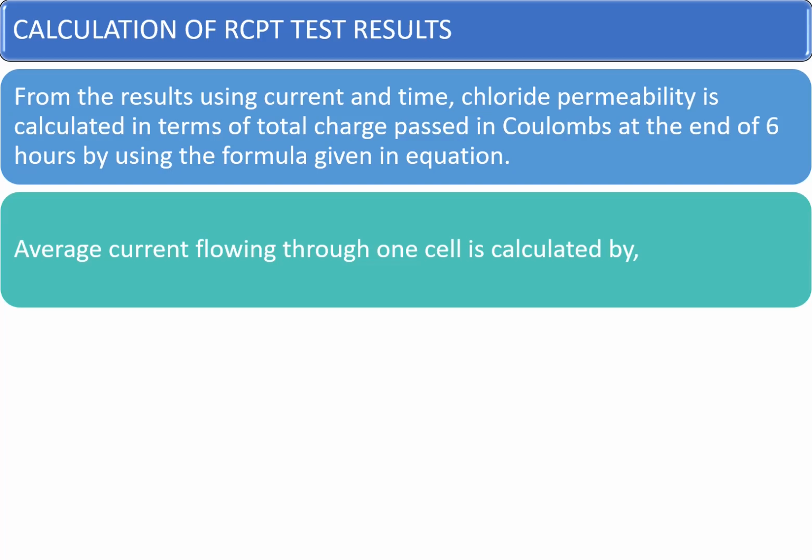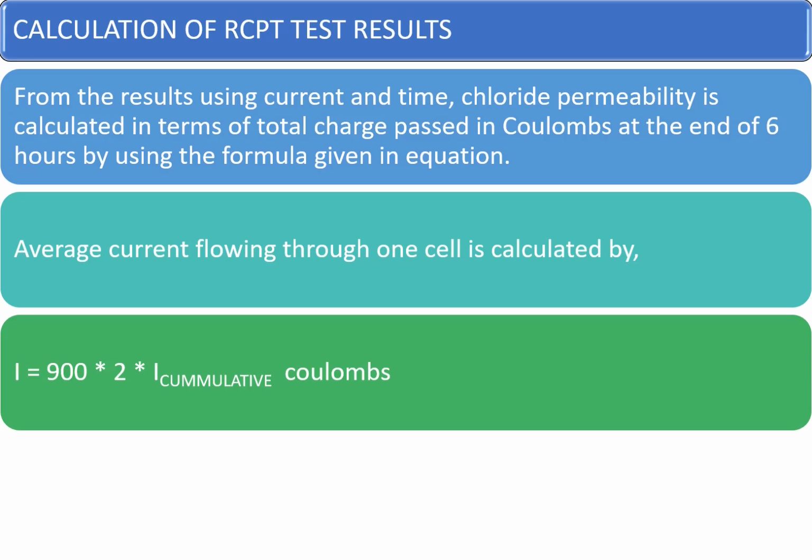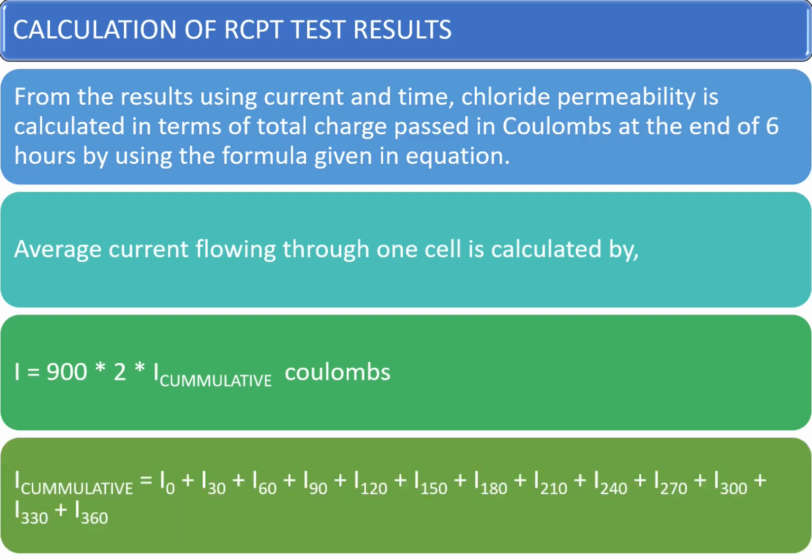The average current flowing through one cell is calculated by I is equal to 900 into 2 times I cumulative in coulombs, where I cumulative is nothing but the sum of the current passed at each interval, starting from I0 plus I30 plus I60 plus I90 up to I360.